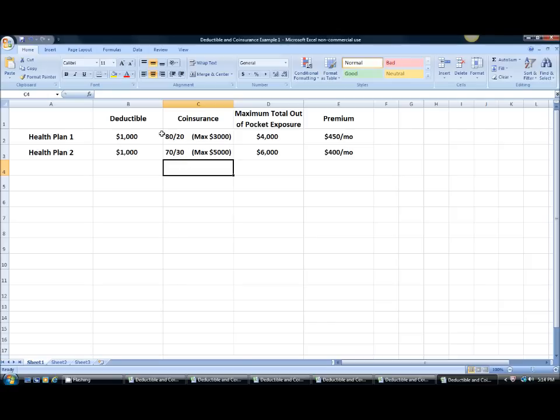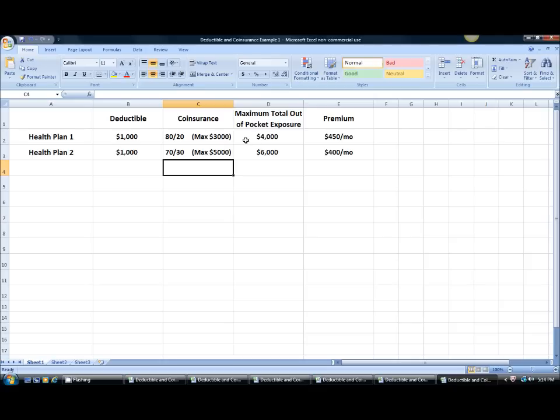Then they'll also say, here's the maximum that you, the consumer, will pay for coinsurance in any given year. In this case, this is just an example. It doesn't mean that all 80-20s are $3,000, but this is kind of a common one. You put the potential maximum you could pay in any given calendar year for coinsurance. In the 80-20 case, it is $3,000. So your maximum out of pocket for Health Plan 1 is the $1,000 deductible plus the $3,000 coinsurance, which equals a maximum total out-of-pocket exposure of $4,000.